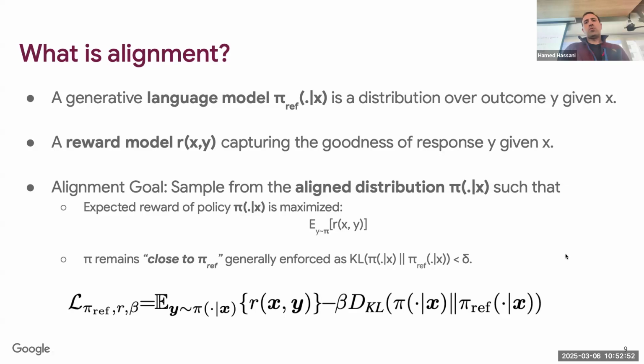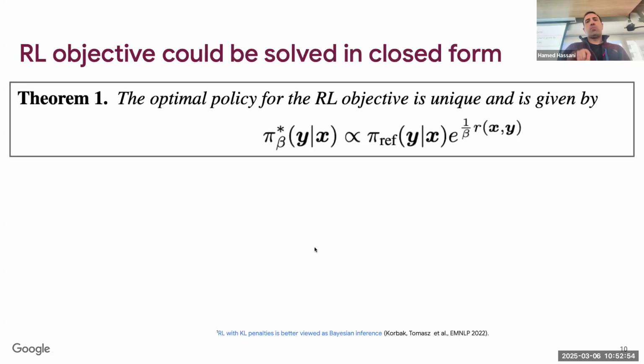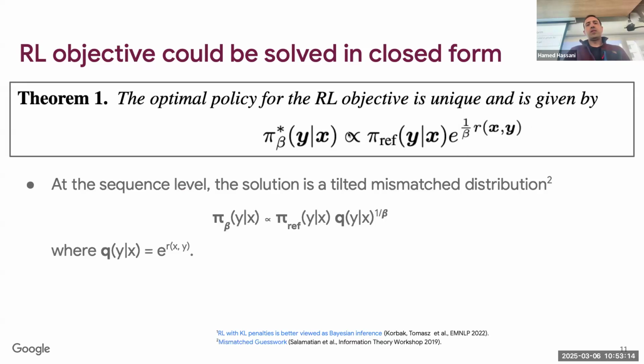With this formulation, we can actually solve this problem, and I will come back to that in a minute. It does have a closed form solution. The solution to alignment is the reference model, the model that we got from pre-training, exponentially tilted with the reward, so 1 over beta times the reward. If we take e to the reward as another generative distribution, this is basically pi ref exponentially tilted with some other distribution Q.